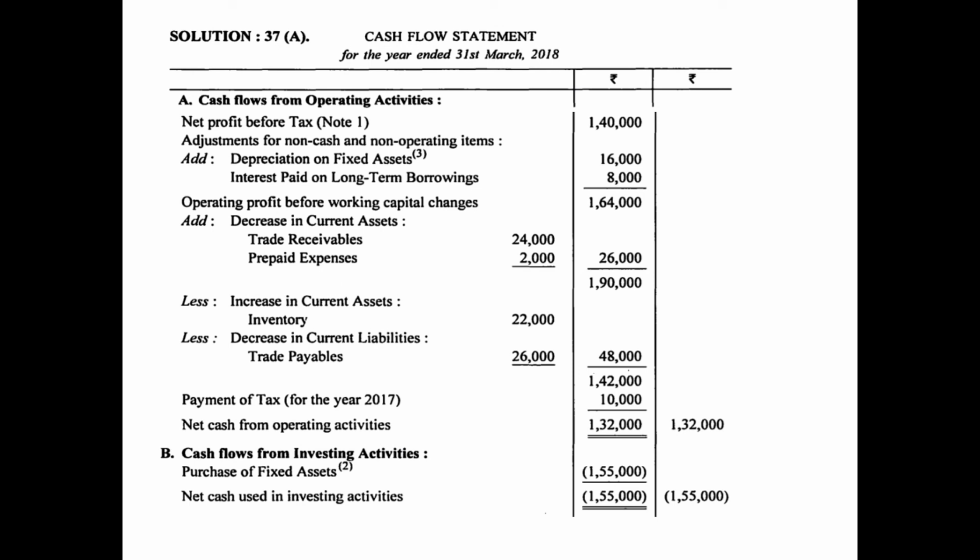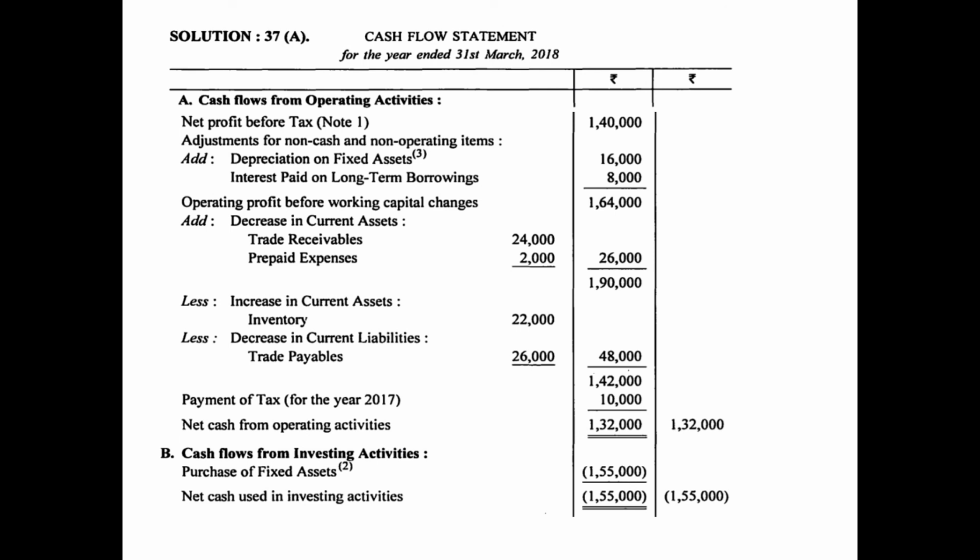Then to this we have to deduct the increase in current assets, that is inventory 22,000, and we also have to deduct the decrease in current liability, trade payables, that is 26,000. So in total we have to deduct 48,000 from 1,90,000, and ultimately we get 1,42,000. Now from this we will deduct the income tax paid, which will be the provision for tax of the last year, that is 10,000. So ultimately we are getting a positive balance of 1,32,000. Since it is a positive balance, we will write net cash from operating activities. So part A is completed.